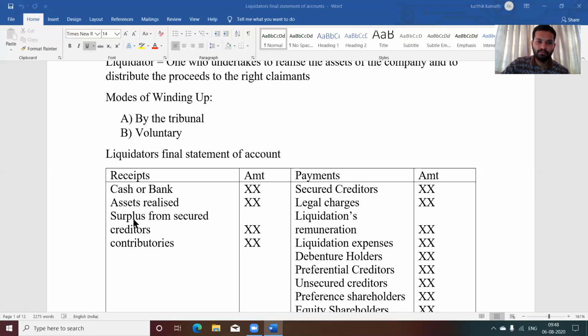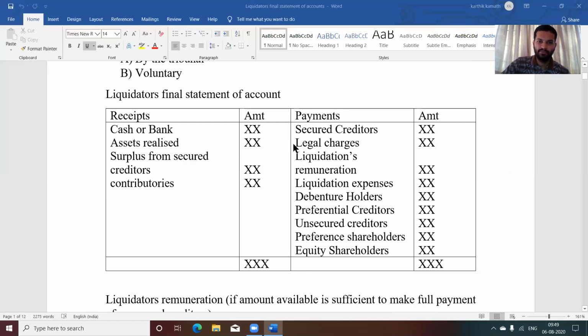And what do you mean by surplus from secured creditor? Suppose securities are held with the secured creditor itself, and he realizes the asset. After taking his amount, whatever the remaining amount is, the secured creditor will give to the liquidator. That amount is known as surplus from secured creditor. Then the payment side: as per this format itself, you have to solve the problem.